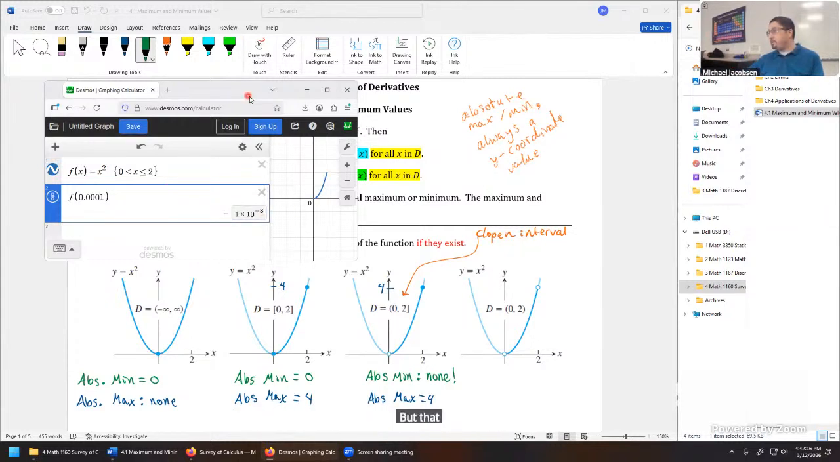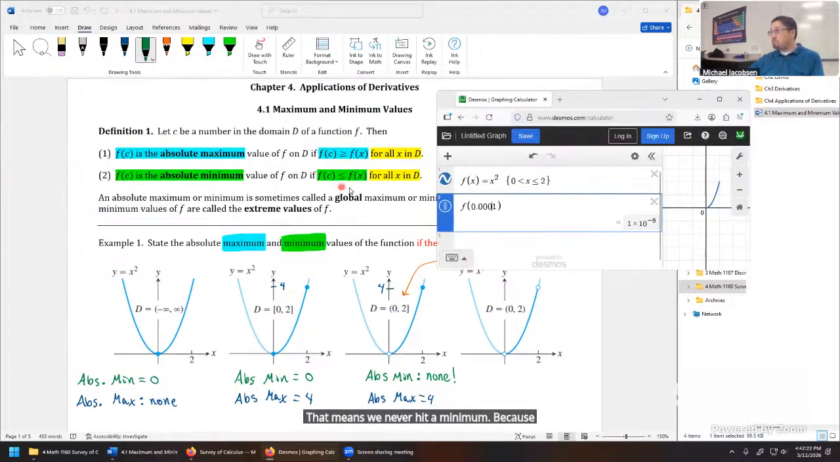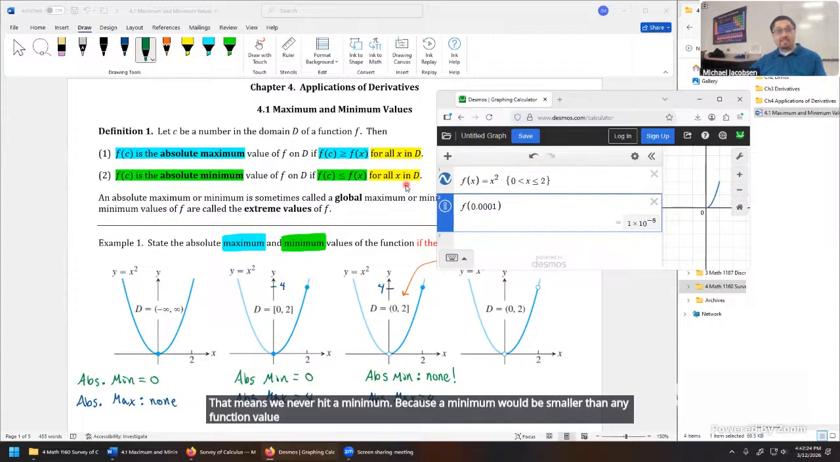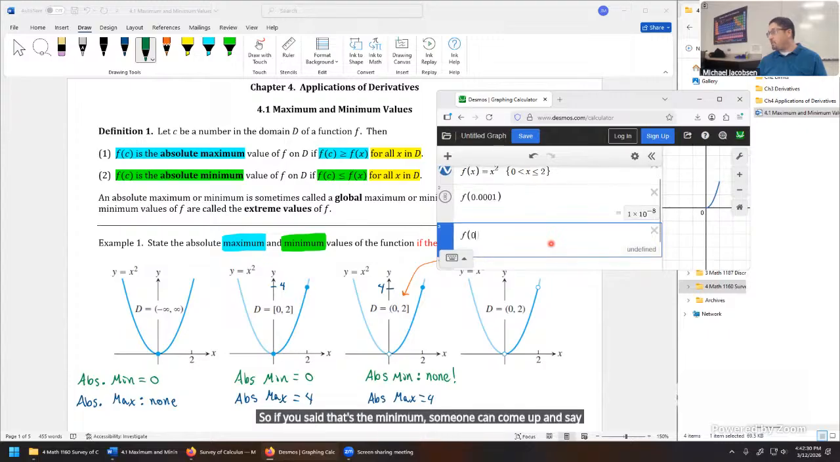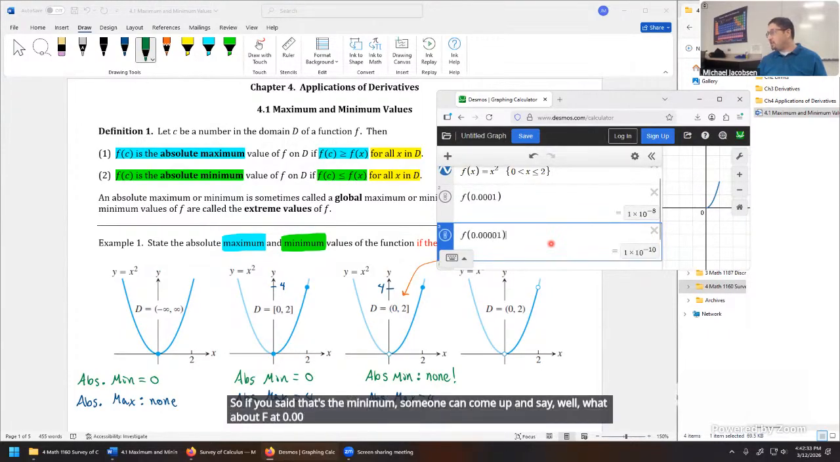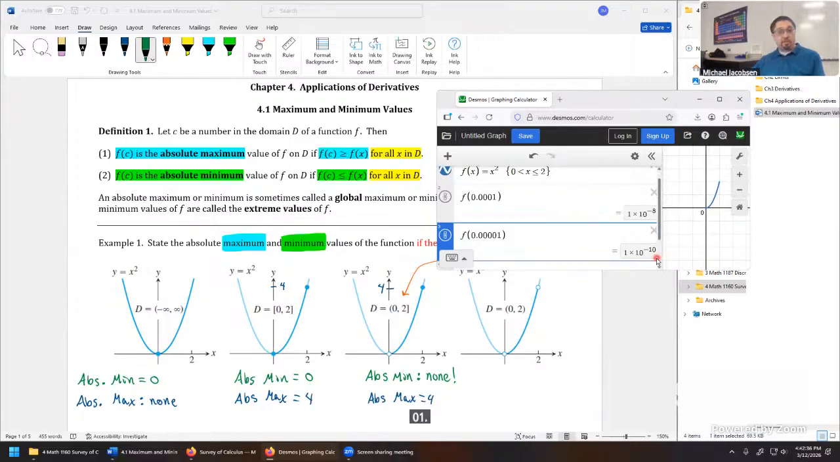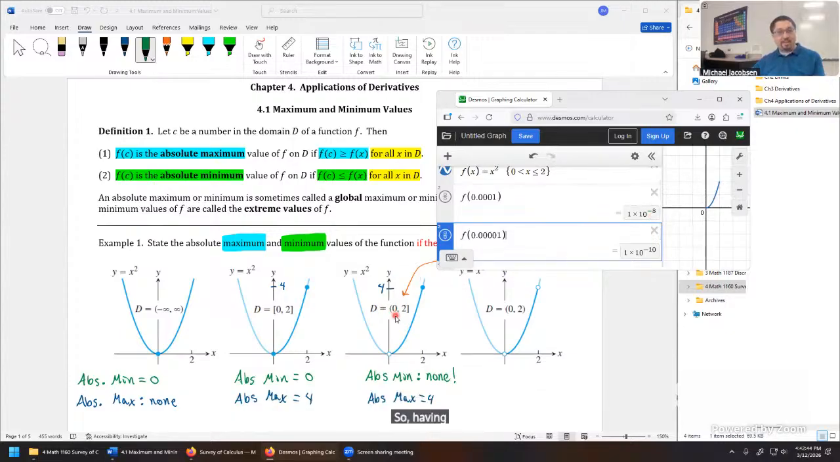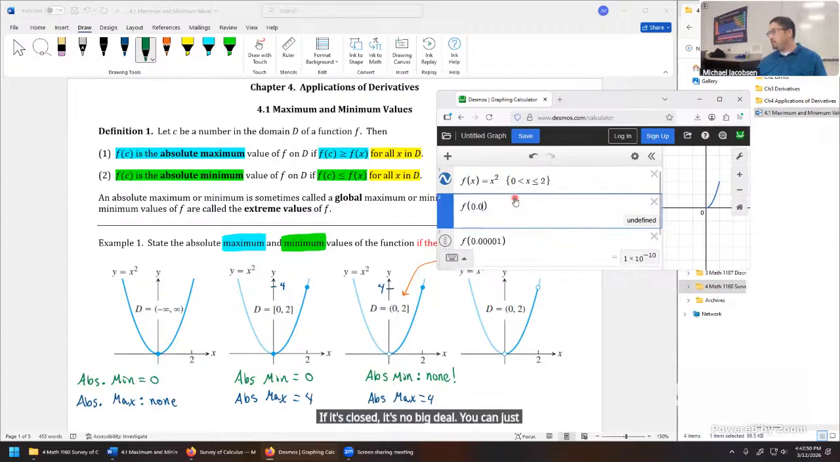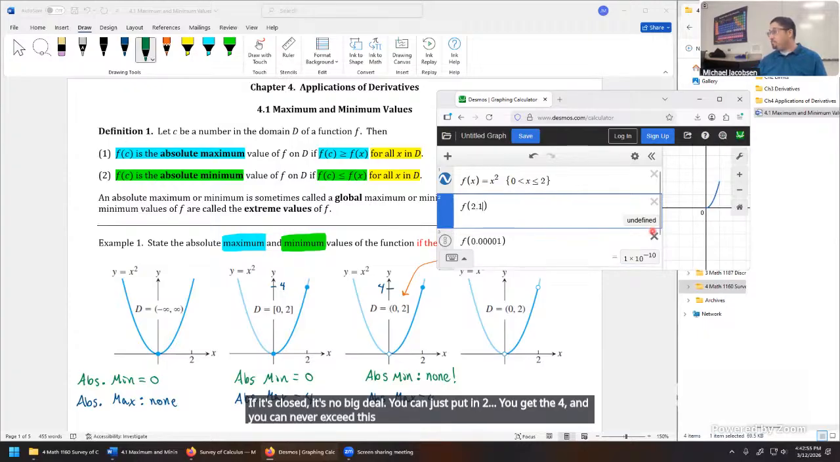And that means we never hit a minimum, because a minimum would be smaller than any function value for all x's in the domain. So if you said that's the minimum, someone can come up and say, well, what about f at 0.00001? That's even smaller. Following the order of magnitude, 10 to the negative 10 is much smaller than that value there. So having an open interval makes things weird in that certain sense. If it's closed, it's no big deal. You can just put in 2, you get the 4, and you can never exceed this value 4 because you can't put in 2.1. It's leaving the domain, so undefined.